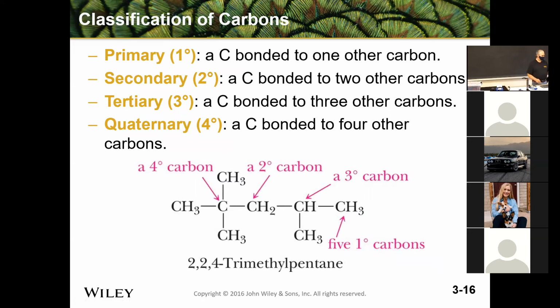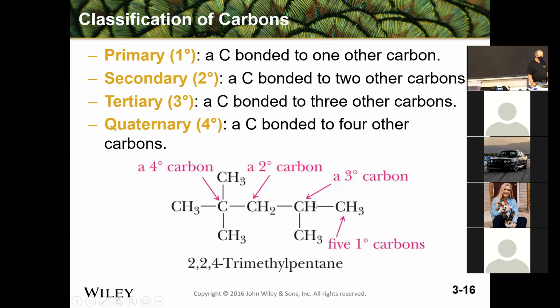I'll go ahead and go over this again. This is important not only for alkanes, but for just about all of our functional groups, and that is classification of carbons. Carbons are classified according to how many carbons are directly bonded to them. So this one on the end here is a primary carbon, and carbon number 4 is a tertiary carbon, directly bonded to 3 other carbons.